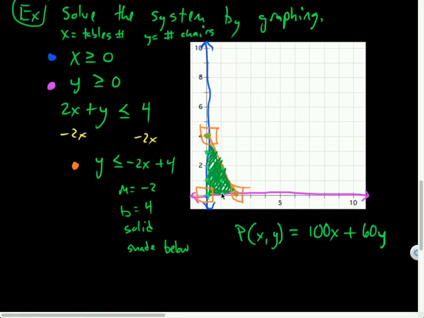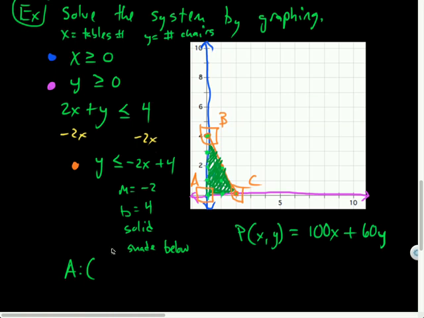A vertex is the corner of a polygon. Vertices is the plural. And that's the idea: I want to target what these vertices are. All right, so what are the coordinates of these vertices? Let's see. I'm going to label them A, B, and C. So what is point A? What are the coordinates of point A?